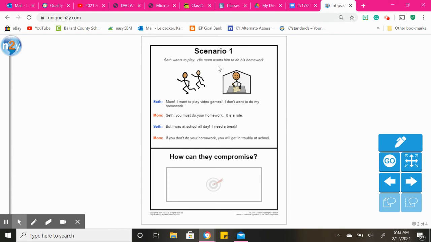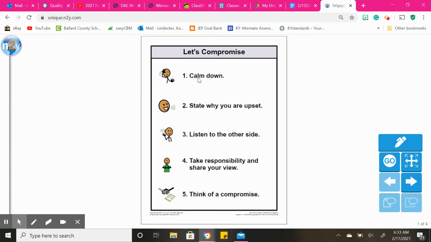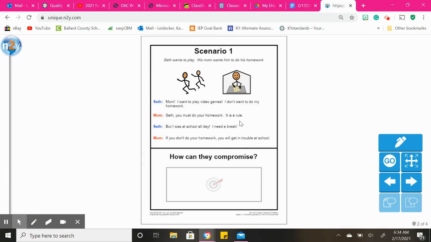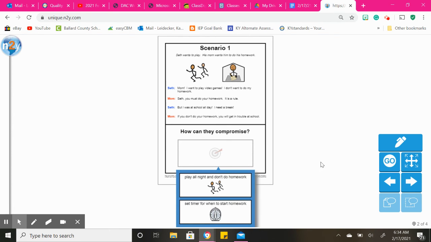Seth wants to play. His mom wants him to do his homework. Okay, so we have to compromise between Seth and his mom. First he's going to have to calm down after being upset that his mom told him that he needs to do his homework and he can't go outside. So first he should say, "Well, I'm upset. Mom, I want to play video games. I don't want to do my homework." "Seth, you must do your homework. It is a rule." "But I was at school all day. I need a break." "If you don't do your homework, you will get in trouble at school." So how do they compromise?